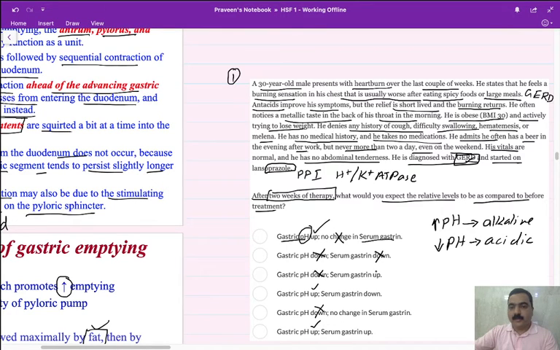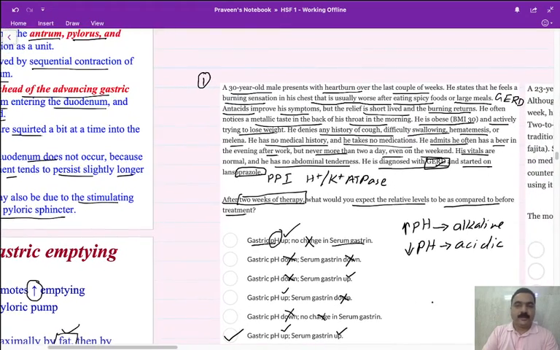Serum gastrin going up? Yes, that is okay. Serum gastrin going down? No. No change? No, up is okay. So here you can see gastric pH going up and serum gastrin going up. So this is your answer. Hope it makes sense for you. Good, let's go to the next question now.